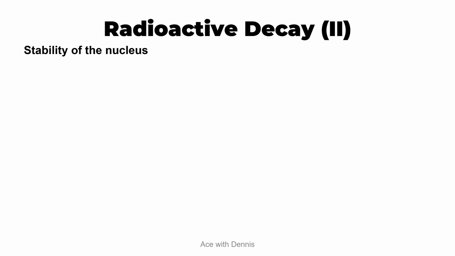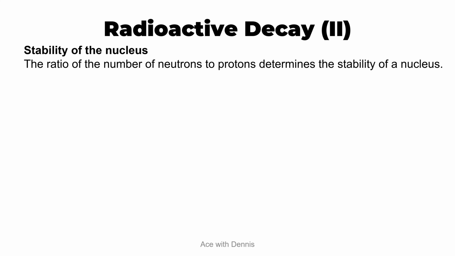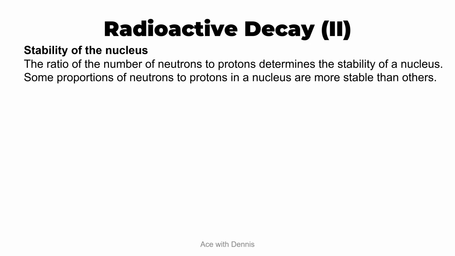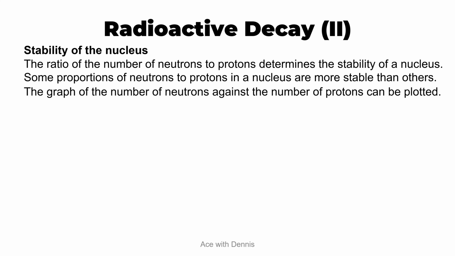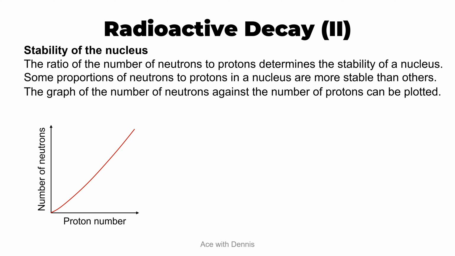Next, let's discuss the stability of the nucleus. The ratio of the number of neutrons to protons determines the stability of a nucleus. Some proportions of neutrons to protons in a nucleus are more stable than others. The graph of the number of neutrons against the number of protons can be plotted. So, the x-axis is the proton number and the y-axis is the number of neutrons. This red line is the stability line.